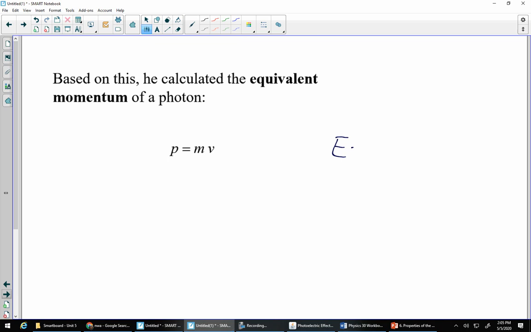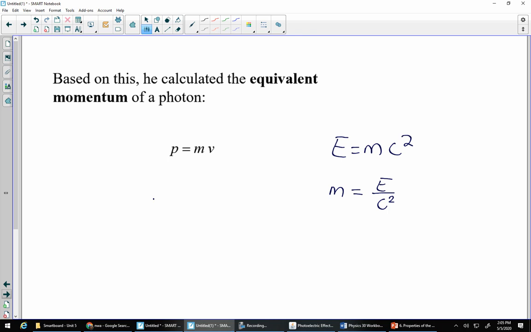You remember Einstein's most famous formula that we're finally getting an opportunity to use, E equals mc squared. So what we're looking at is, if a photon had mass, this is how much mass it would have, or this is its equivalent mass. So I'm going to rearrange this. m is equal to the photon's energy divided by the speed of light squared. And we know how to calculate that.